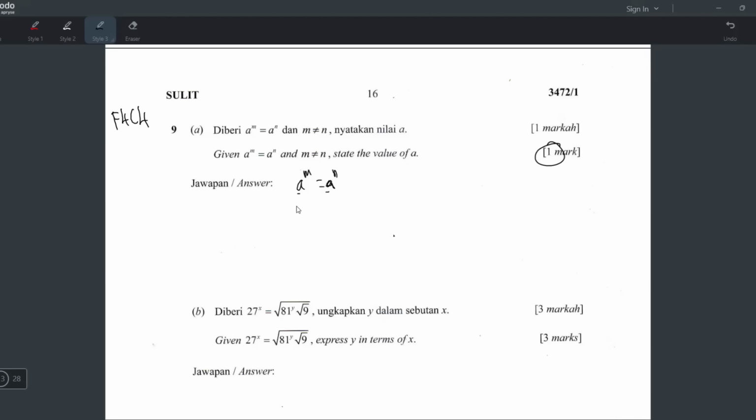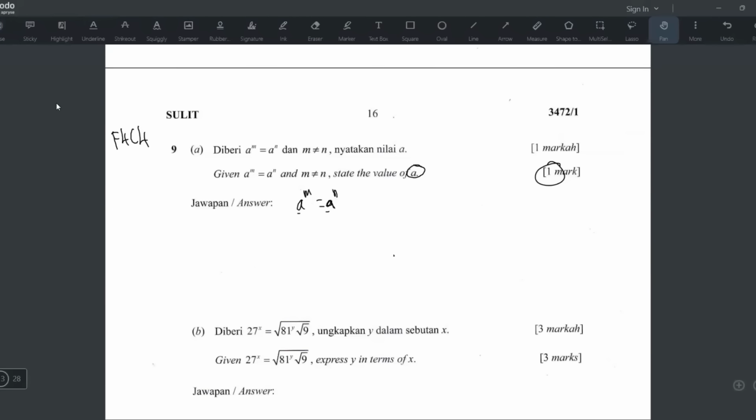Okay, it's fine, let's finish reading first. So M cannot equal N, state the value of A. Okay, a question like this. Alright, so let me think. A, mm, 0 and 1. Yeah, 0 and 1. Okay, so the answer is 0 and 1.